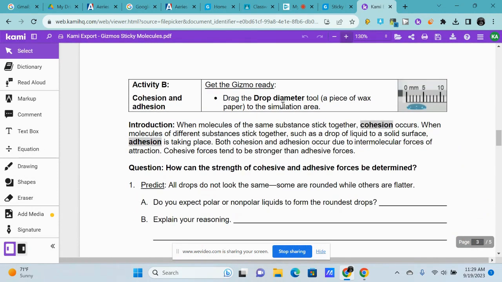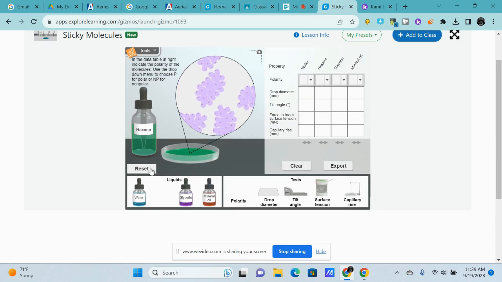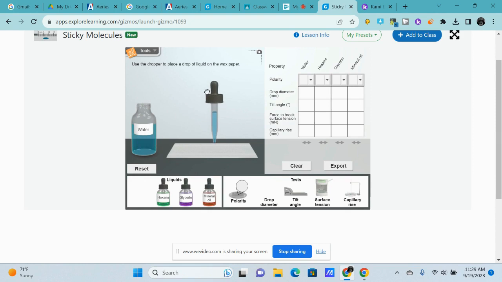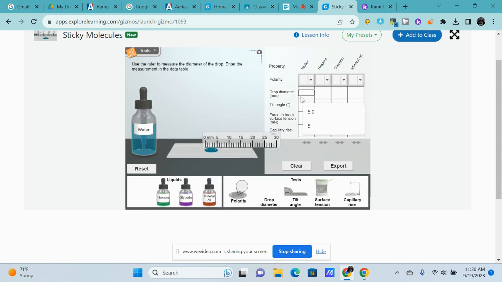I'm going to do this one, the drop diameter. So I go here. This is a different one. So I hit reset. For the drop diameter, I'm taking this. This is wax paper. I'm going to put it up here. I'm going to put water back up here. If the drop doesn't spread out, it's usually polar. So look at the drop of water. It didn't really spread out, so I measure it, and it's about 5 millimeters. So put a 5.